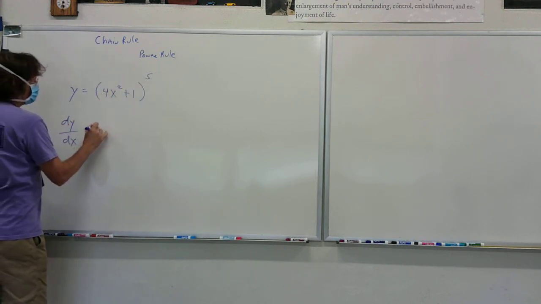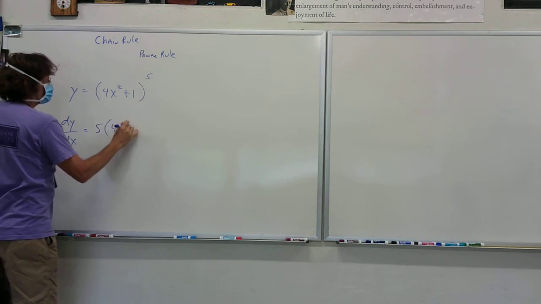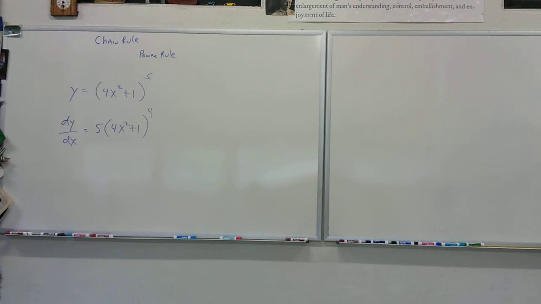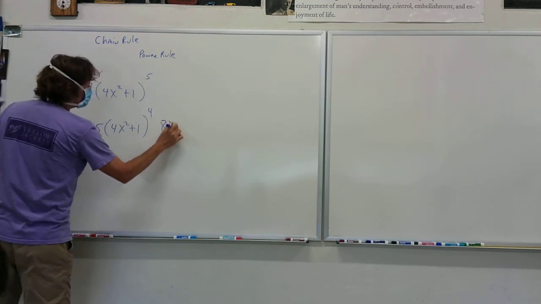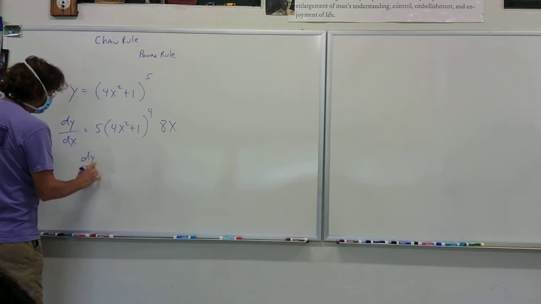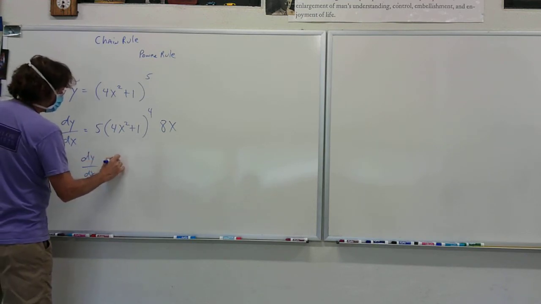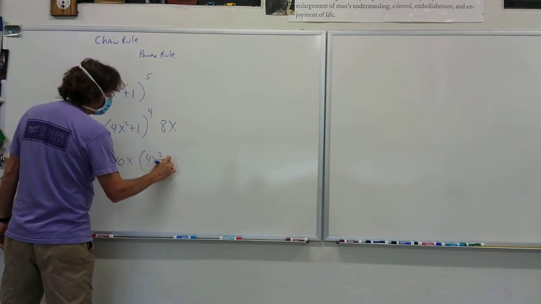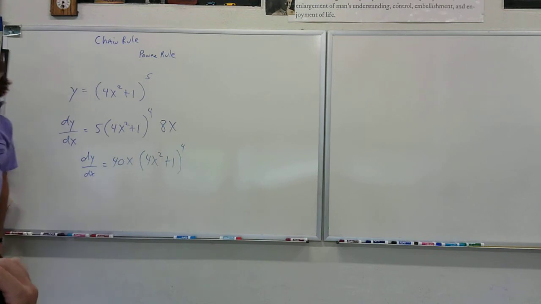Bring the 5 to the front. Subtract 1 from the power. And then take the derivative of what's inside the parentheses and write it out here on the end. That is the power rule for getting instantaneous rates of change. And dy over dx would equal 40x (4x squared plus 1) to the 4th. It is that easy.